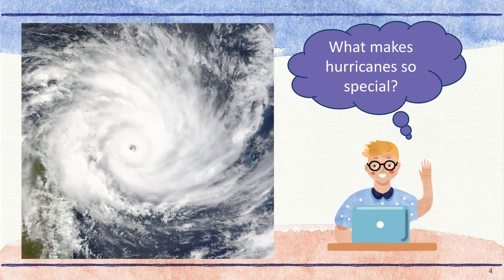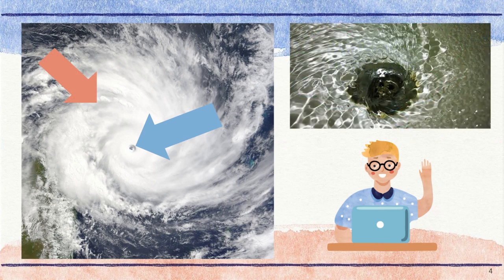Let's investigate by taking a look at a picture of a hurricane from space. What do you notice about it? Well, the first thing I see is this hole in the middle here. That's called the eye of the storm. Around the hole, I see lots of swirling white clouds, almost like water that's going down the drain. These clouds are spinning around the hole or eye in the center.